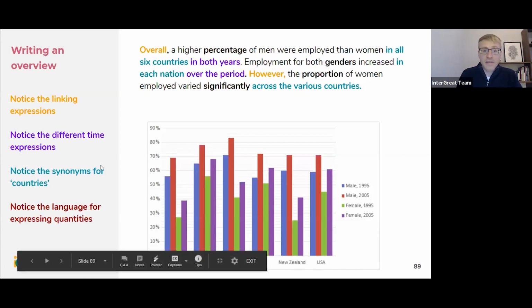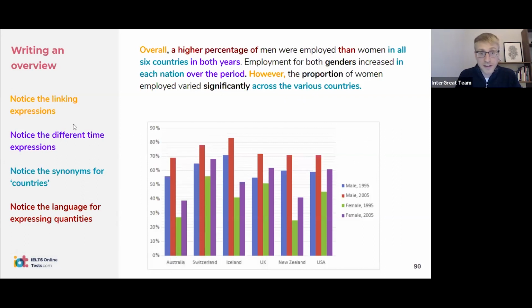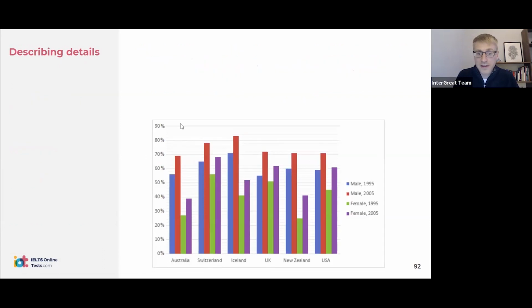Okay. Finally, we've got some useful language for expressing quantities. Higher percentage of, we've got the proportion of, okay? Very good. Okay, so guys, this is our overview. I hope that's clear for you. Let's move on to describe the different details, all right?